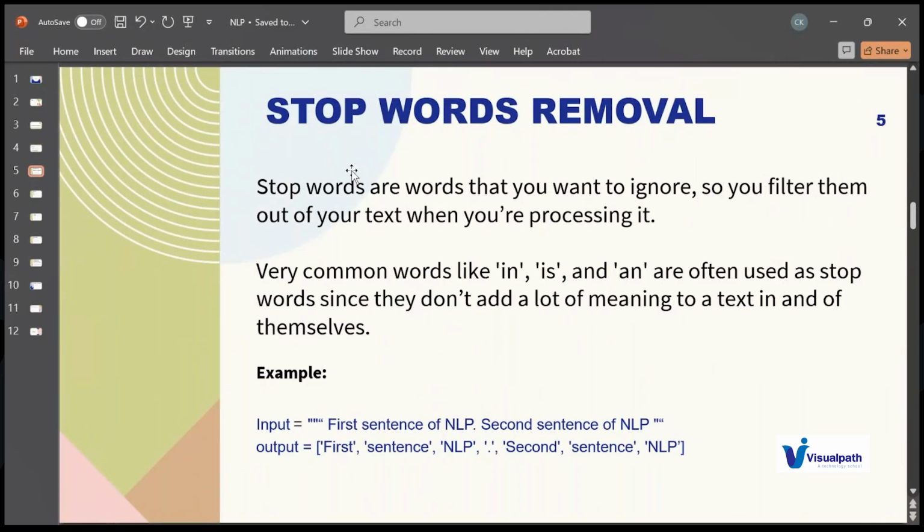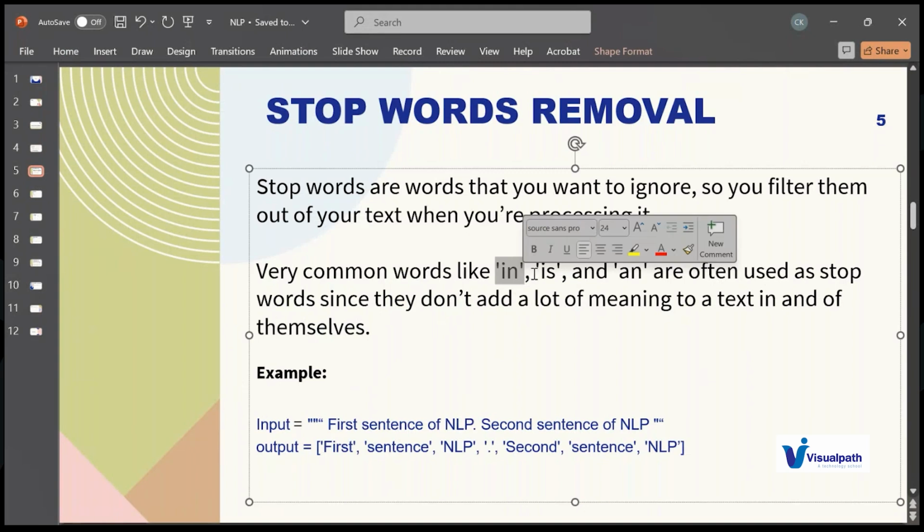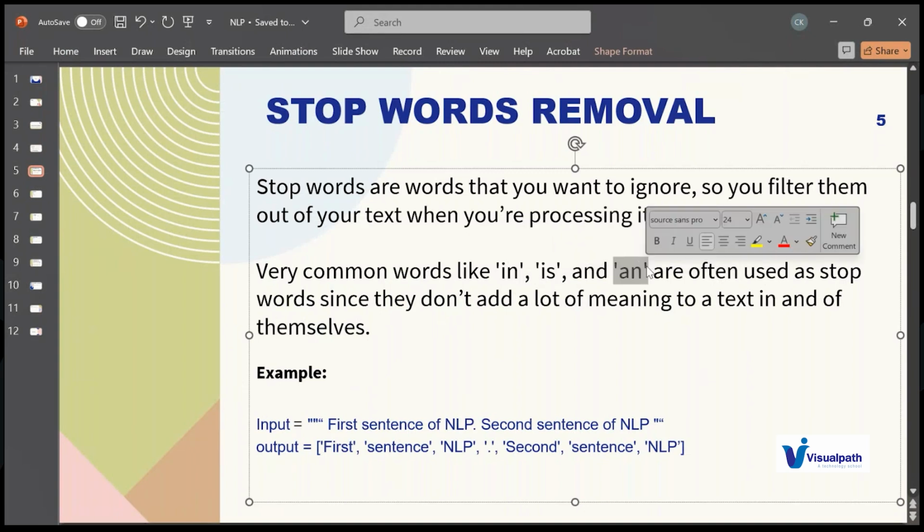So stop words are words which are very repetitive in nature. So basically, these are the common words. Suppose we take the example of in, is, and. These are basically the words which are used to connect different words to form an entire sentence. To enable the grammatical meaning, we have this kind of repetitive words called in, is, and.